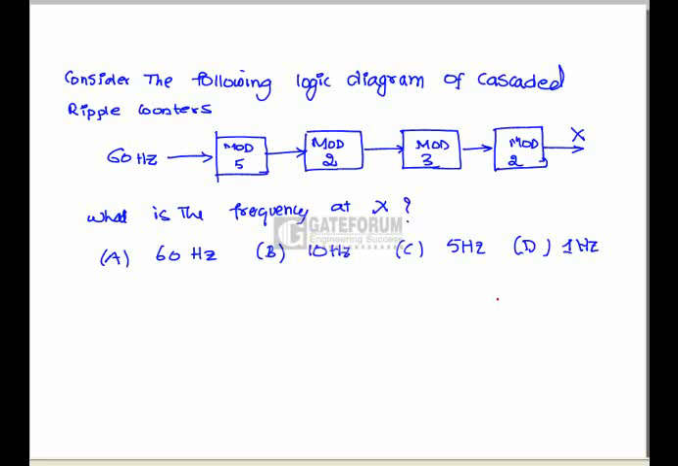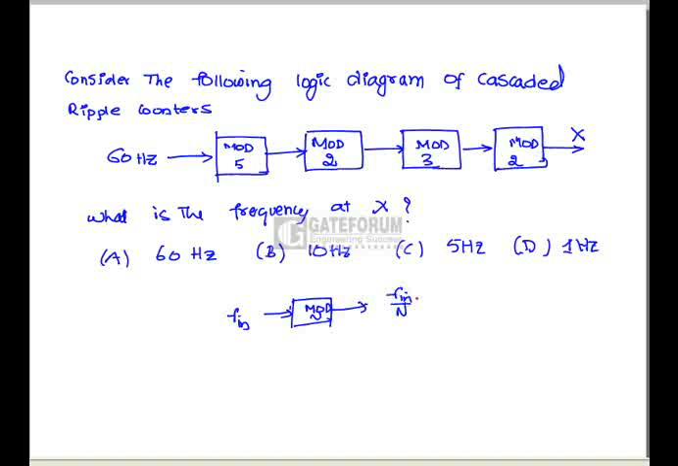Consider the following logic diagram of cascaded ripple counters. What is the frequency at x? Here, for any mod n counter, the input frequency is Fn, and the output frequency is Fn by n.